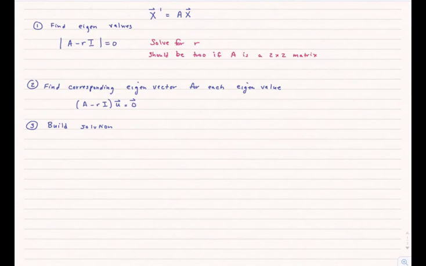Since we have two equations, that is, we have an x and a y, a 2 by 2 matrix for A, we should have two solutions for r. Once we have our two r values, we find the corresponding eigenvector for each of those eigenvalues. And we do that by using the formula A minus rI times this vector u, which is our eigenvector, equals the 0 vector. And finally, we build the solution.